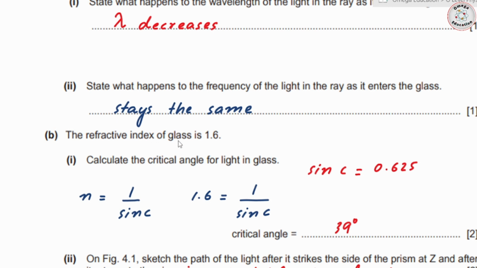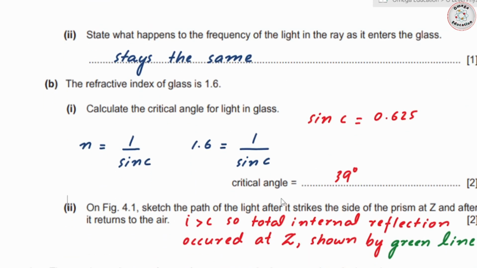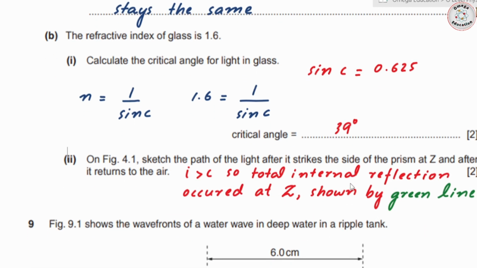Calculate the critical angle. The refractive index is given, 1.6. Once again, the same question, we did it already. The formula is n equals 1 over sine c. You can make sine c the subject, then you can find the sine inverse. That'll give you the value of c, which in two significant figures is 39.